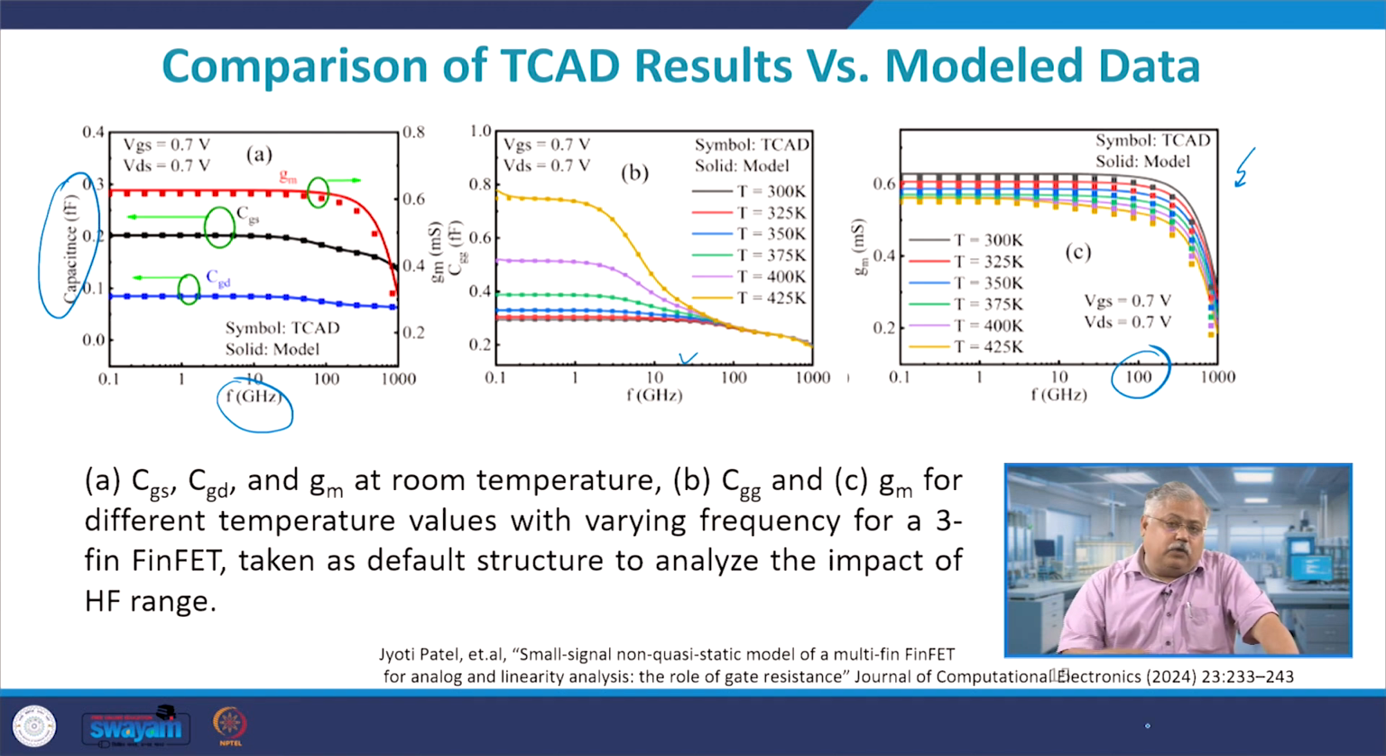So, what we have found out was 100 gigahertz was sort of a benchmark or a leverage point across which the various values of capacitances and transconductance were changing, right. So, continuity is required at that particular point. This is again for a 3-fin structure, standard 3-fin structure.